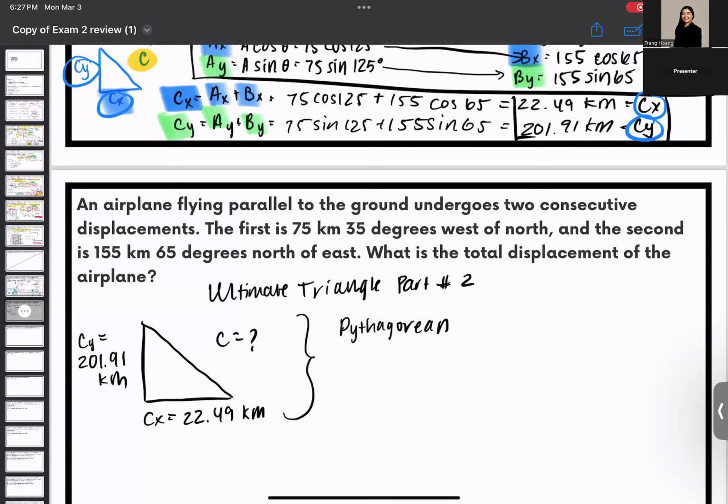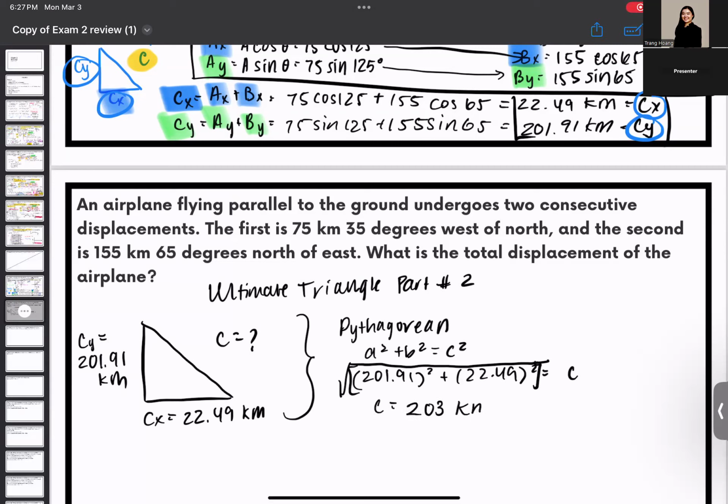So all I've got to do is take A squared plus B squared is equal to C squared. Remember, any value can be A, any value can be B. It's one of those legs, right? 201.91 squared plus 22.49 squared is equal to C squared. Then we take the square root of everything. Provided you do this first, you're going to get C, and that's going to be about 203 kilometers. I plugged it into my calculator earlier today when I prepped this for y'all.